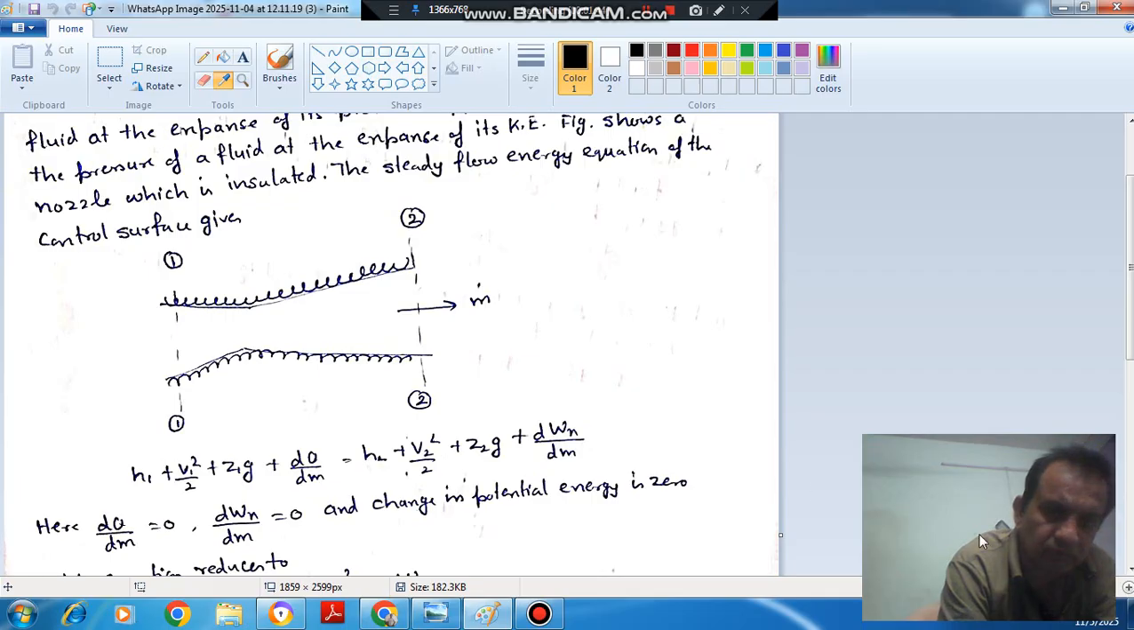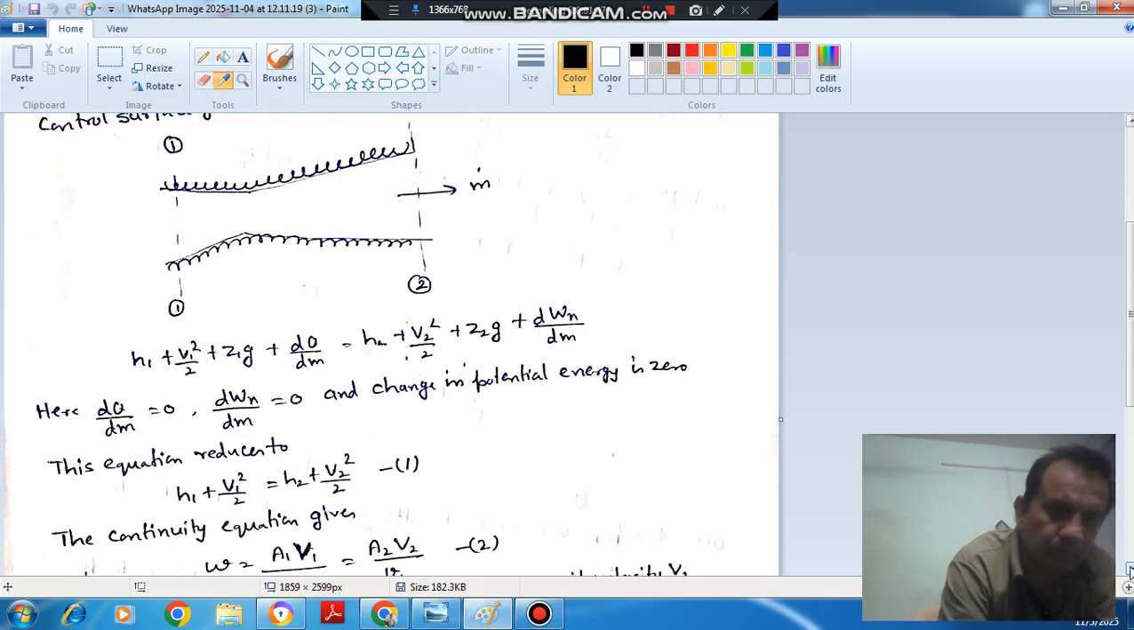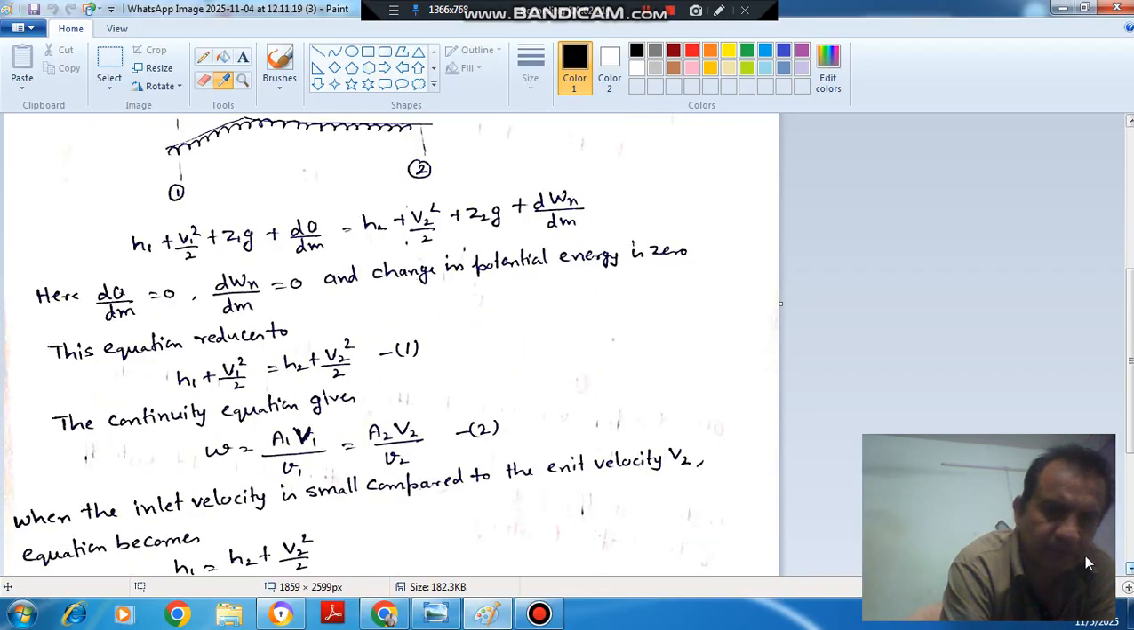Now this equation will reduce to h1 plus v1 square by 2 is equal to h2 plus v2 square by 2. So this is equation number 1. This is the energy balance per unit mass, and for mass balance, A1 v1 by specific volume v1, that is your volume flow rate divided by specific volume, is the mass flow rate at the inlet, equal to A2 v2 by v2 at the outlet. So inlet and outlet mass flow rate is the same. This is the continuity equation, along with the energy equation.